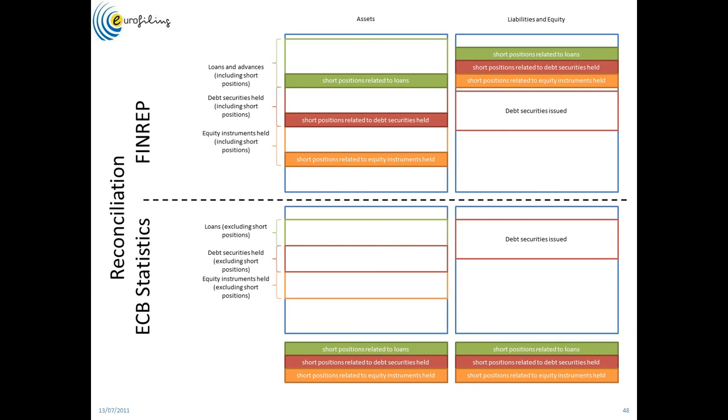Also, there are other differences that are not related to the classification of sectors, but to the meaning of financial concepts. For example, there is a reconciliation between ECB statistics and FINREP between different instruments, because in fact what is in FINREP is differently treated to what is in statistics. For example, this is one, the short positions are not included in statistics at all, while in FINREP they are included in loans, debt securities, and equity instruments on the asset side, and they are separate items in liabilities.